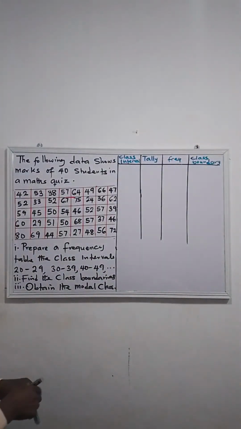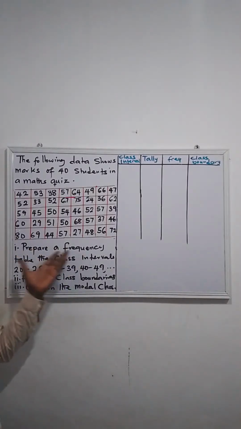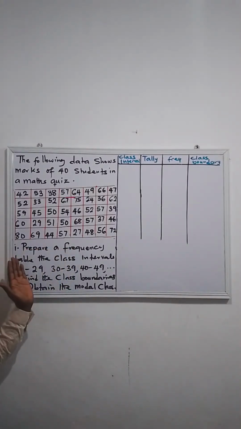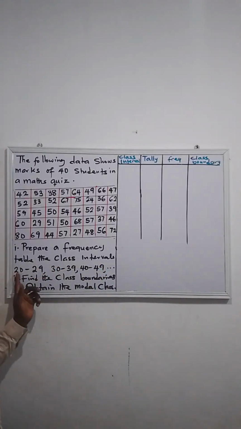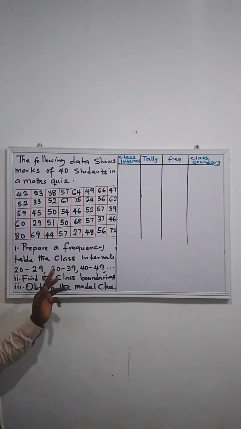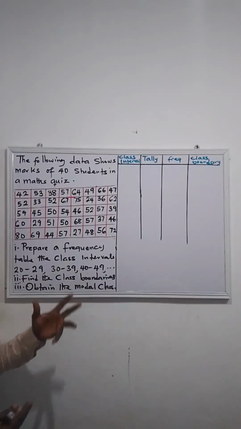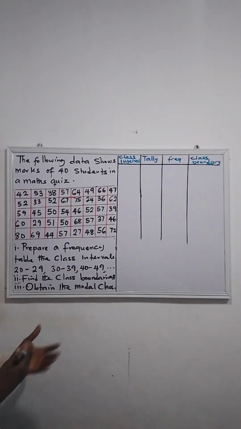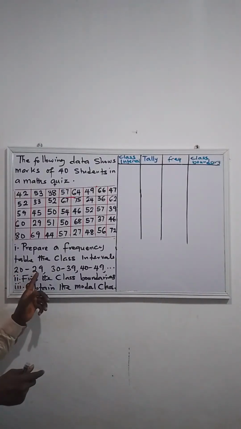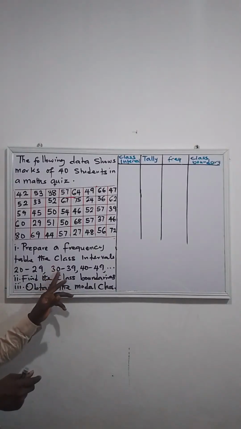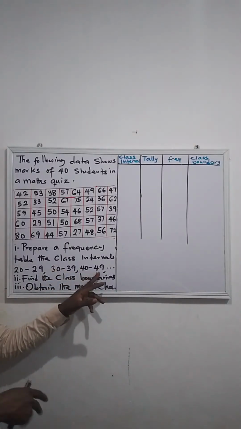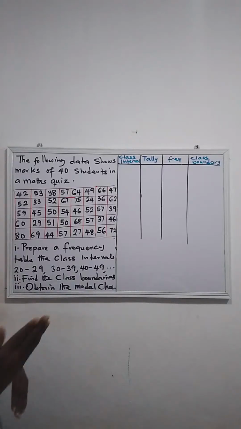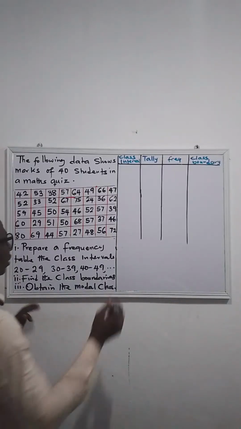Now let us look at what we have here. The question wants us to prepare a frequency table with intervals of 20 to 29, 30 to 39, and so on. You can see the trend of the interval: it is just a difference of 10. 20 to 29, next one 30 to 39, 40 to 49. What's going to be the next one? 50 to what? 59, and so on. So now let's do that.